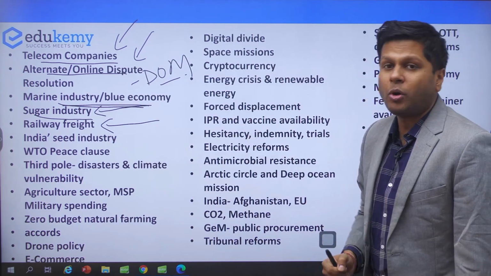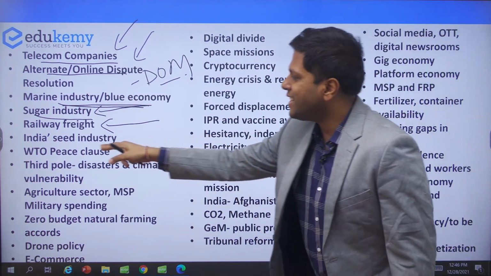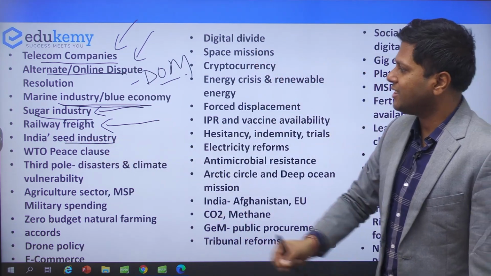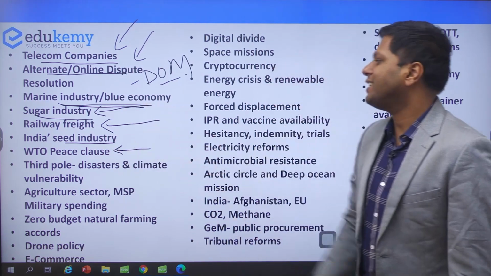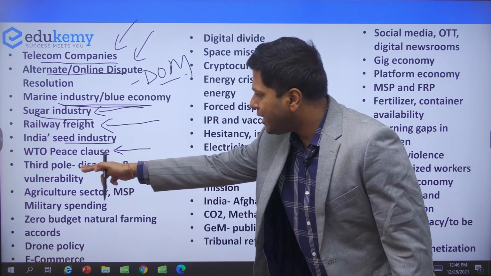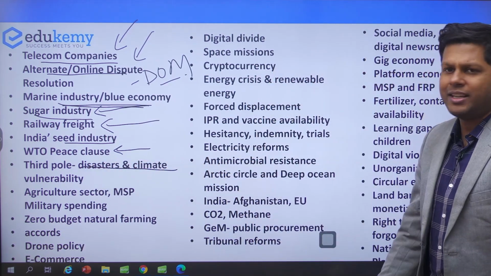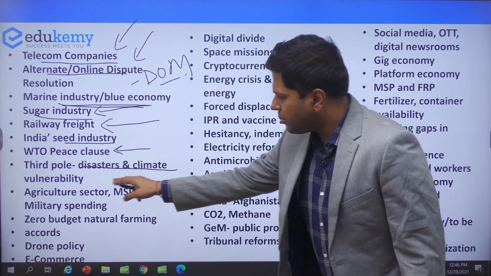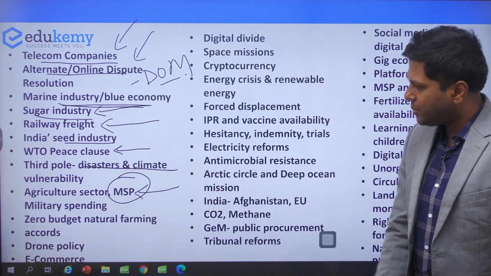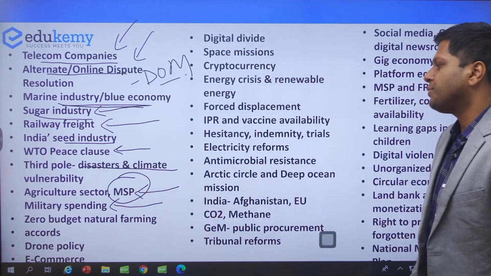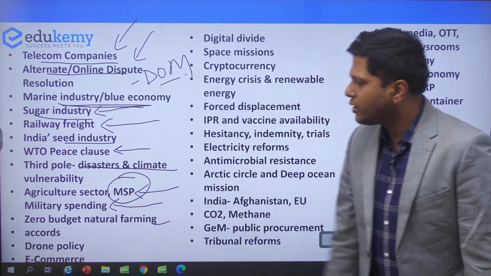Railway freight, very important during COVID times. India's seed industry in news, one of the important seed industries around the world. Peace clause related to agriculture and providing of subsidies. Third pole, Himalayan disasters and climate vulnerability, in news throughout the year. Agricultural sector, MSP, asked previously but again relevant. Military spendings by India and around the world, zero budget natural farming, on which the government has focused.